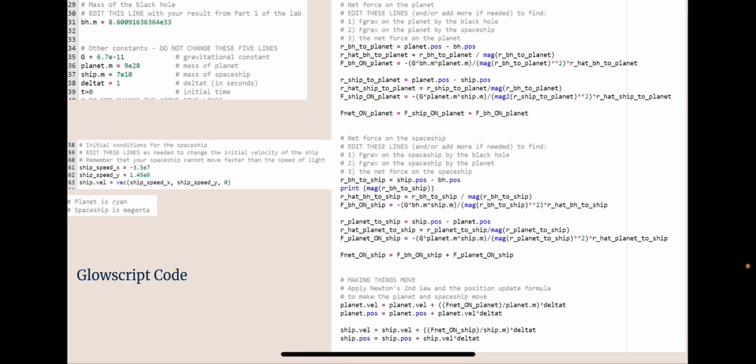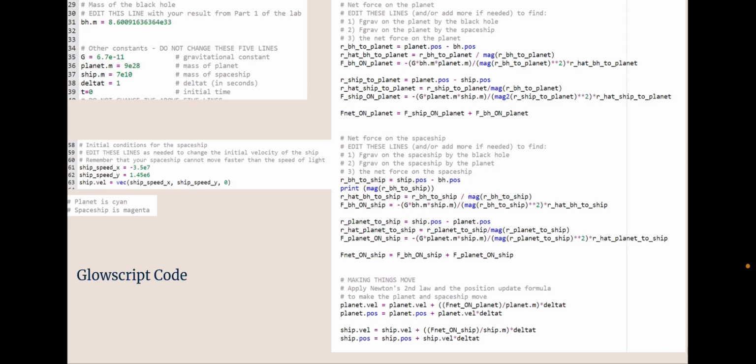We have a second GlowScript code that we have to use to evaluate the spaceship and its needed velocity for the second part of this lab, and we need to fill in a few details. First, we had to fill in the mass of the black hole from the first part of the lab, and then we cannot change these other constants below, but they are important to know. And then we also have our equations to find the speed and velocity of the planet initially.